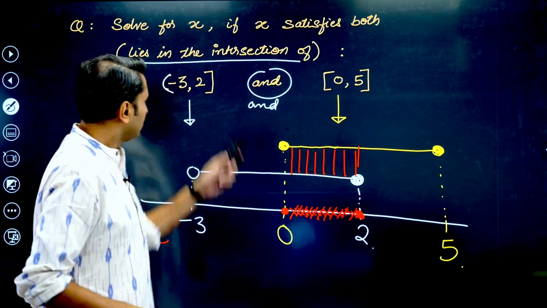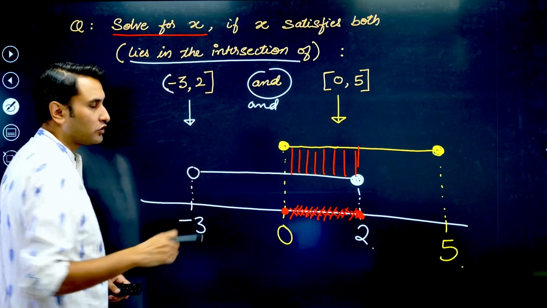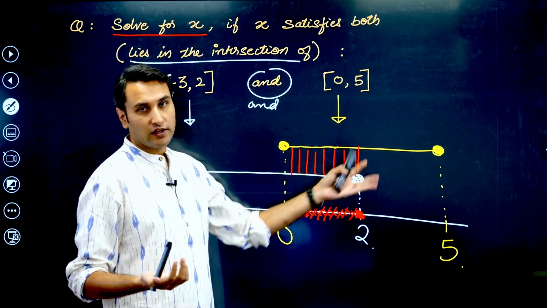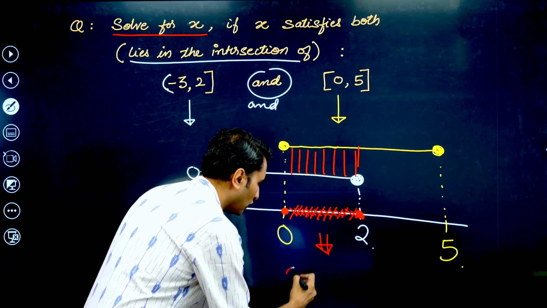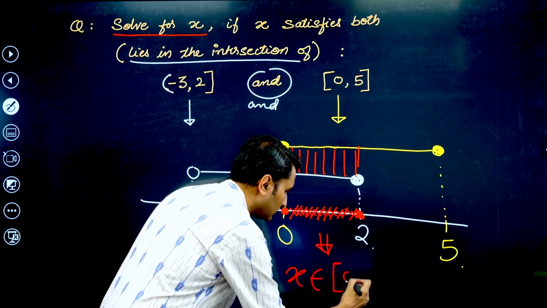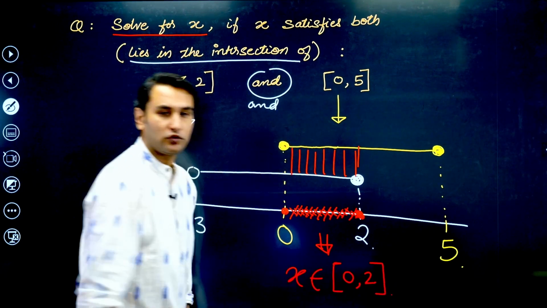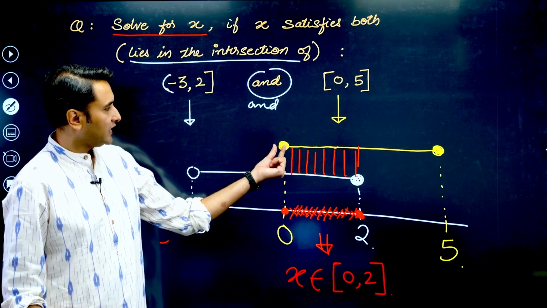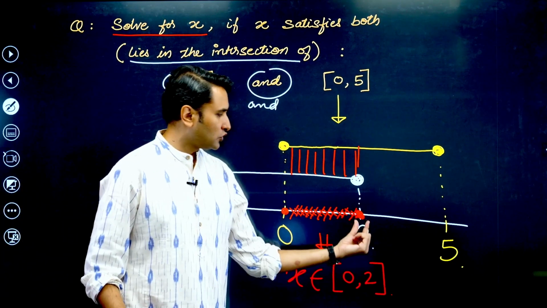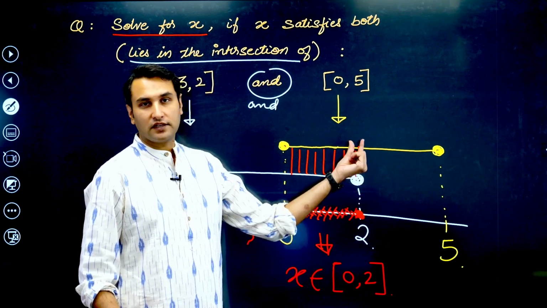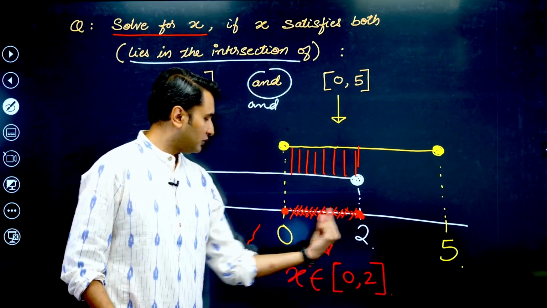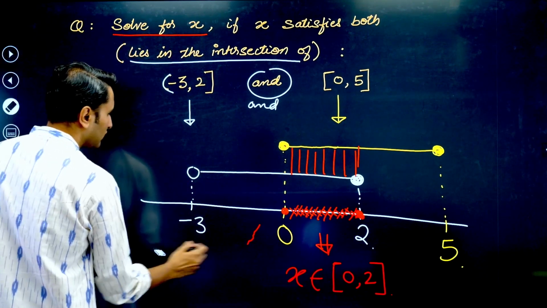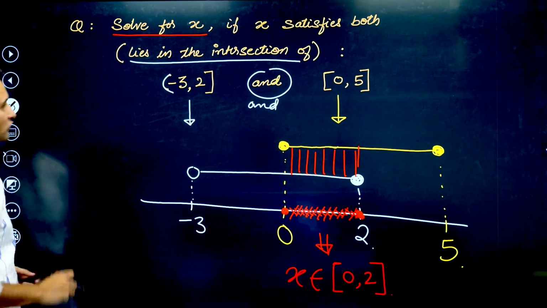So how will you write? So this, solve for x. All those values of x which are common between this and this, or lie in the intersection of white and yellow, is nothing but x belongs to 0 to 2, including 0 and 2. Including 0 because 0 is in white as well as in yellow, and 2 because 2 is in white as well as yellow. So including 0 and 2, all numbers between the two. This is how you do the intersection. Got it? Clear? So this is the concept of intersection in terms of number line.